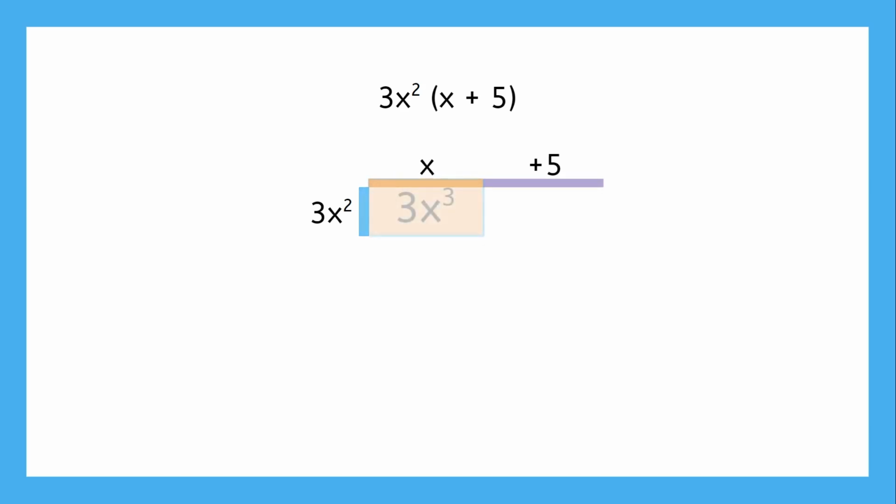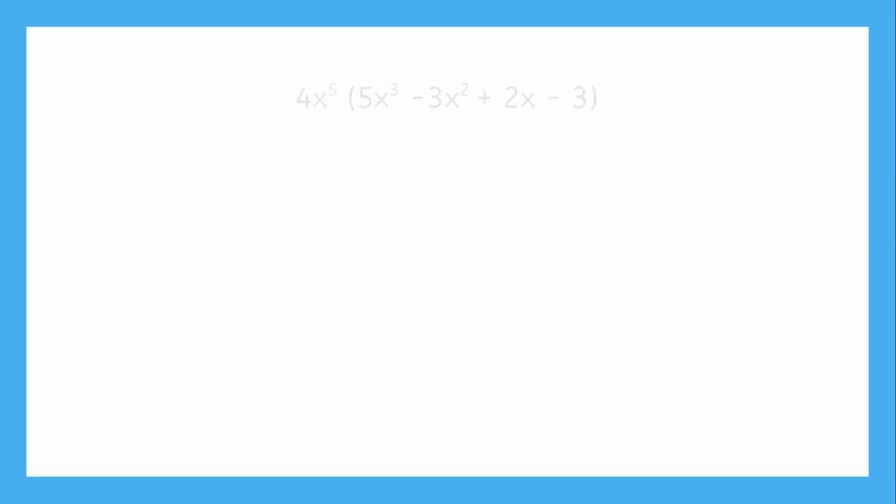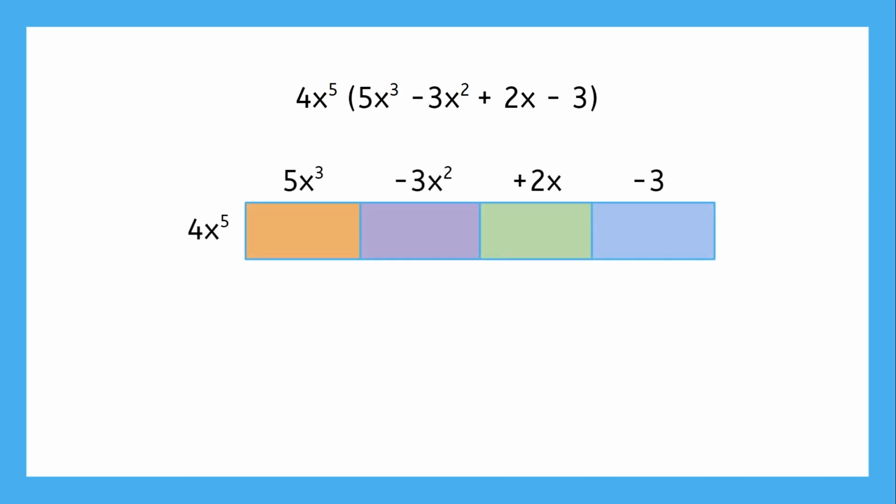Let's do a few more examples to make sure you've got it. 3x squared times the binomial x plus 5. One term times 2 terms. 3x squared times x will be 3x to the 3rd, and 3x squared times 5 is 15x squared. So 3x squared times x plus 5 equals 3x to the 3rd plus 15x squared. If that one was too easy, try this then. 4x to the 5th times the polynomial 5x to the 3rd minus 3x squared plus 2x minus 3. Luckily for us, the size of the polynomial doesn't make this any harder because we're just multiplying term by term.